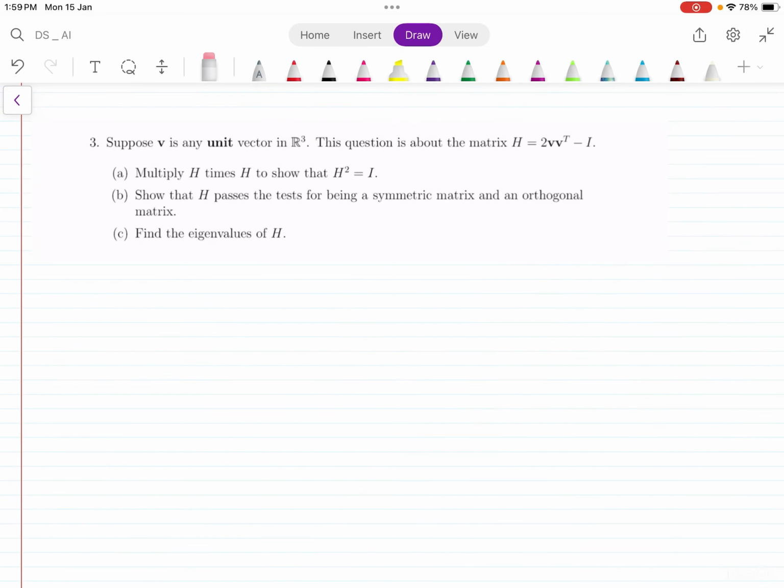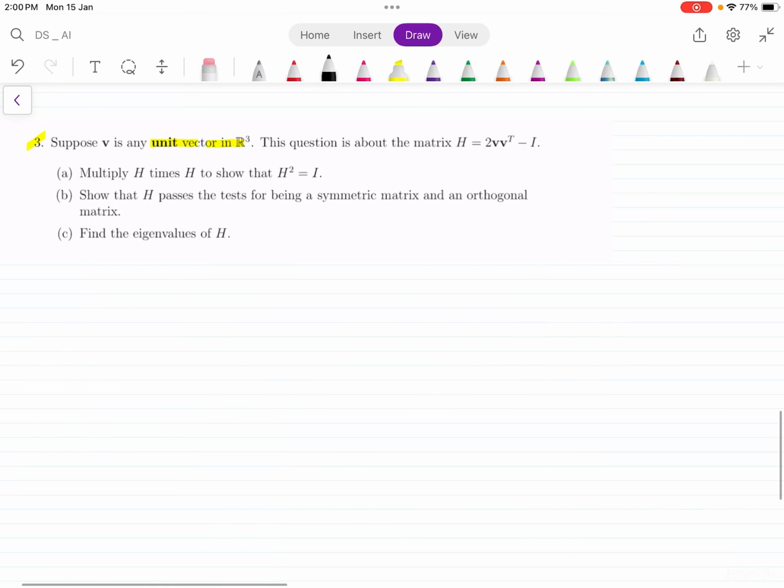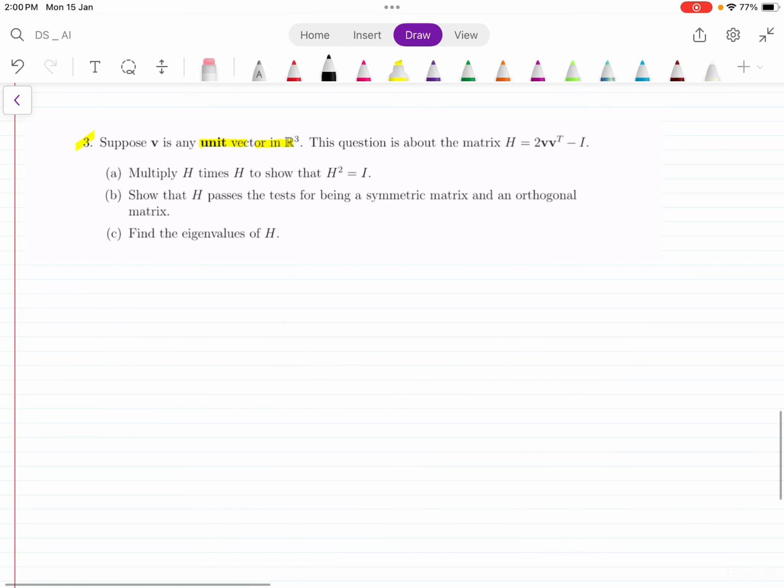Okay, so let's look at this question 3. Suppose v is a unit vector in R3. That means v will have 3 components, right? Since it is in 3 dimensions, or R3. The question is about the matrix H is equal to 2 v v transpose minus the identity matrix.